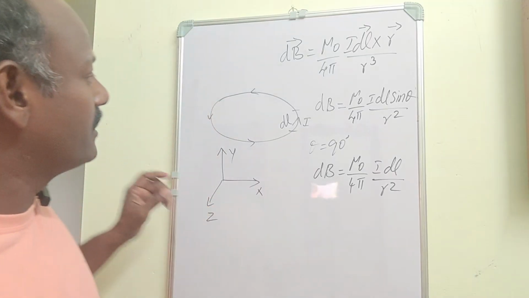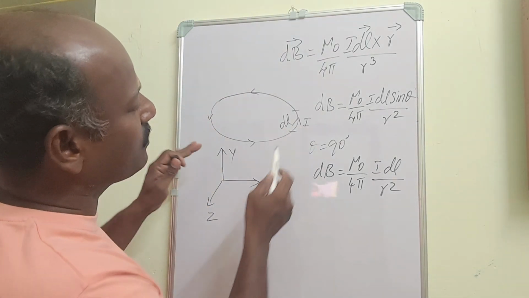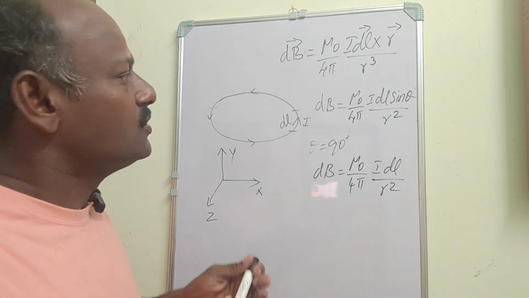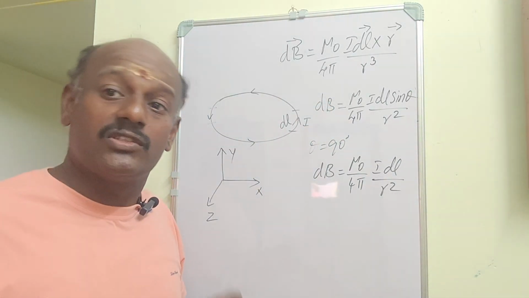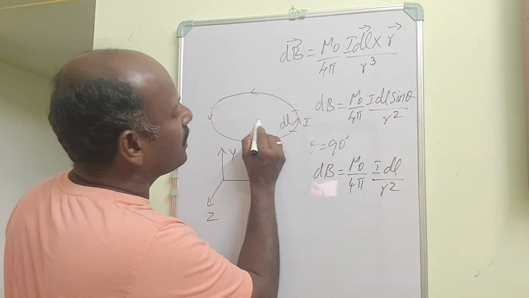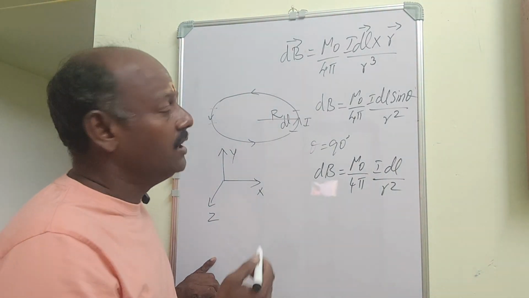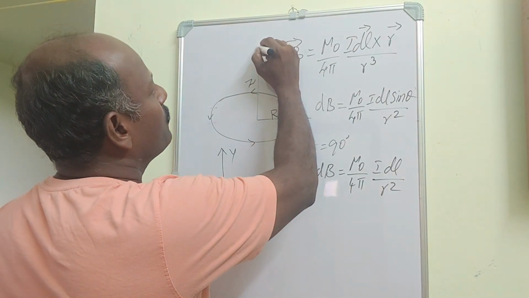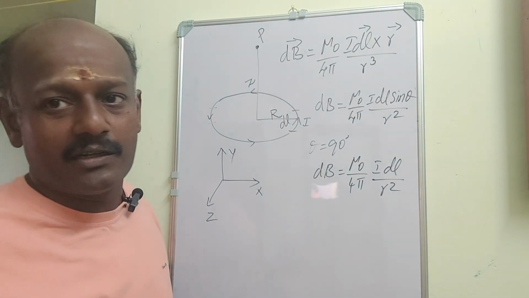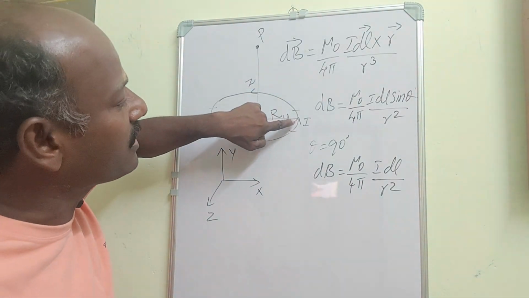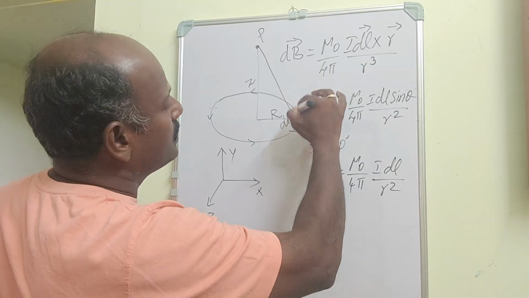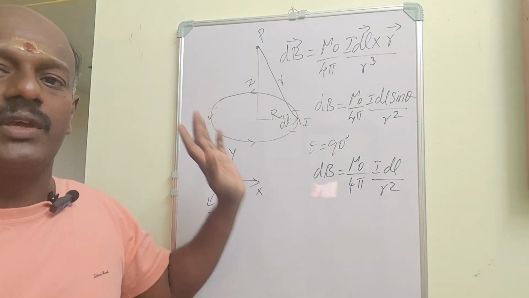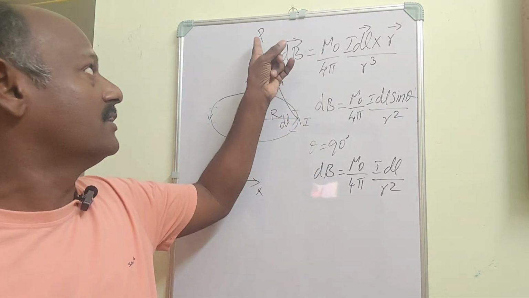But here I can choose two current elements, one on the right side and one on the left. So both will be contributing to the magnetic induction. Suppose the radius of the circular ring is R, from the center to the point Z, and this is the point where I am going to measure the magnetic induction. From this point to the current element, let me choose the distance r. Pay attention. Based on this, we are going to measure the magnetic induction at the point P.